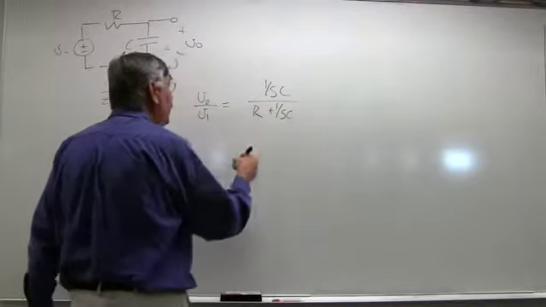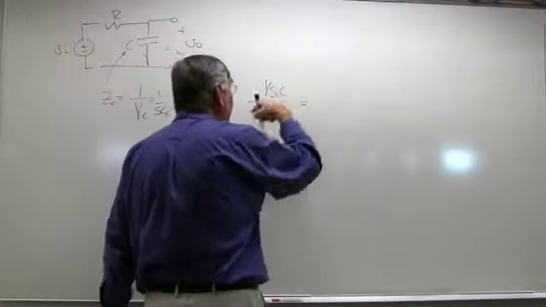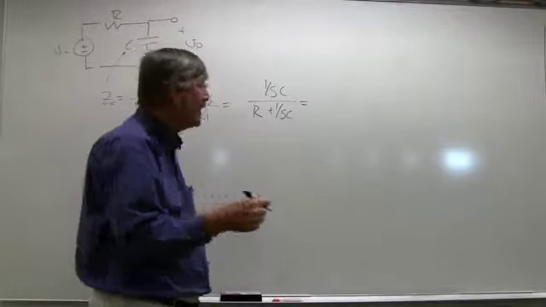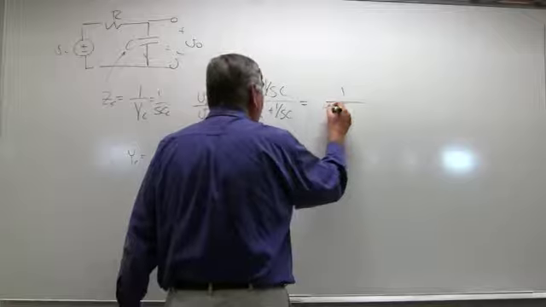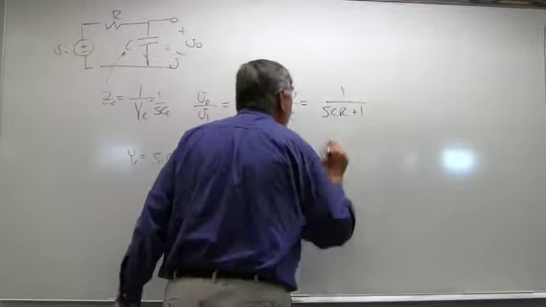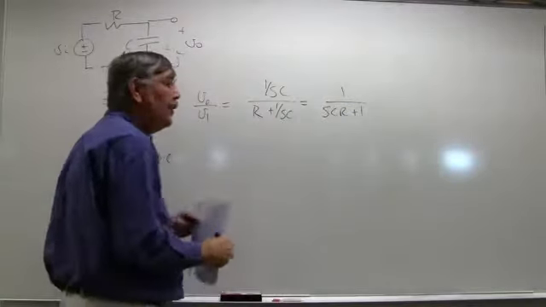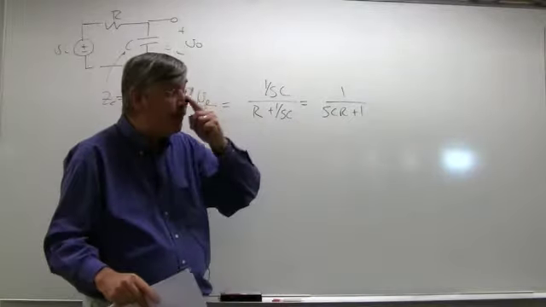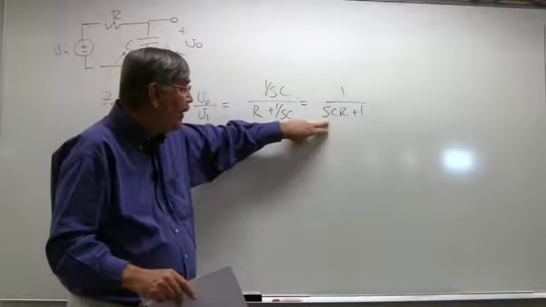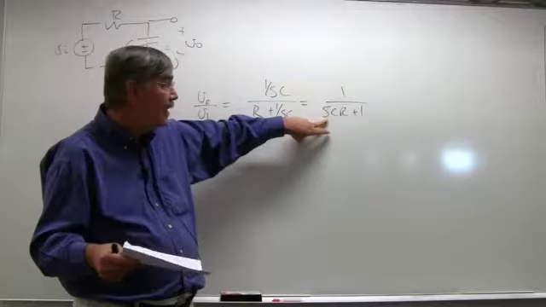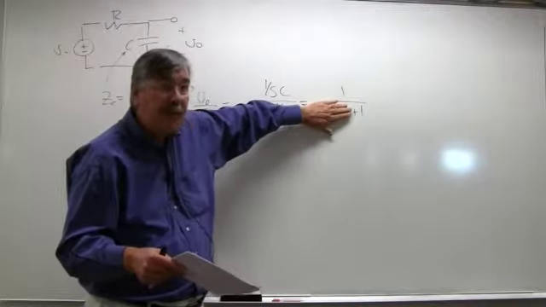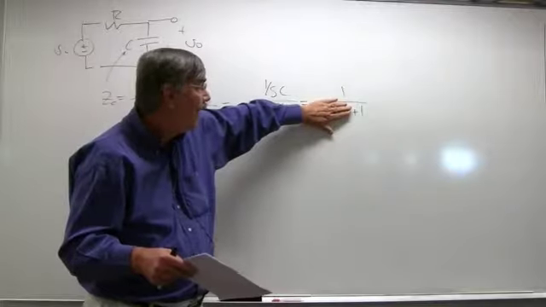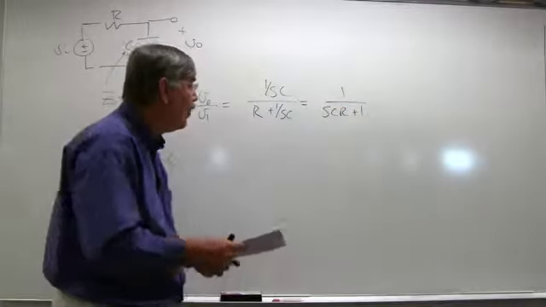And you can already tell we can rearrange this a little bit. Let's multiply top and bottom by SC. This becomes 1 over SCR plus 1. And you can tell by looking at this, based on the techniques we used for Bode plots before, if S equals J omega and omega is real small, this term goes away and this whole thing approaches just 1. So this thing has, we would say, a DC gain of 1.